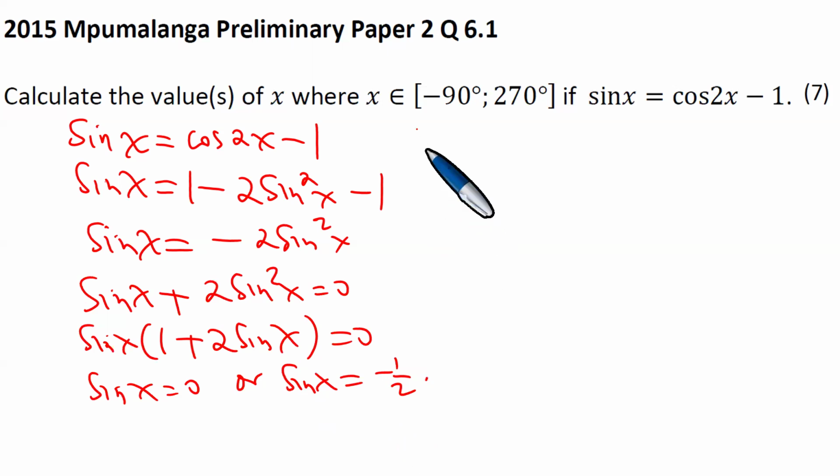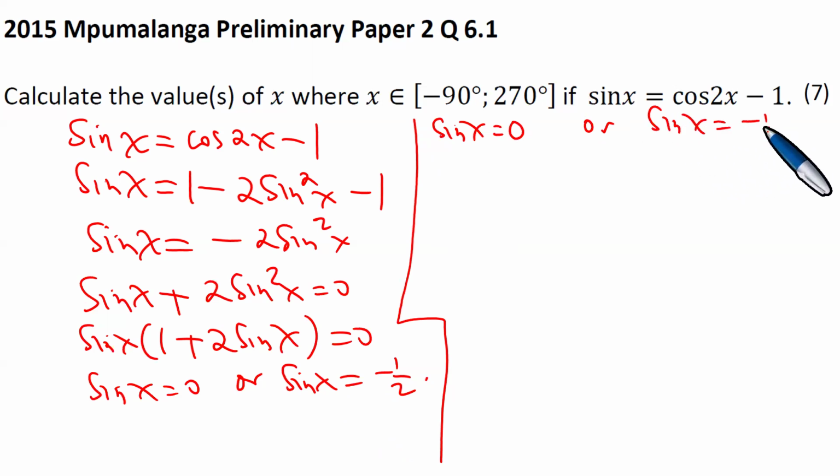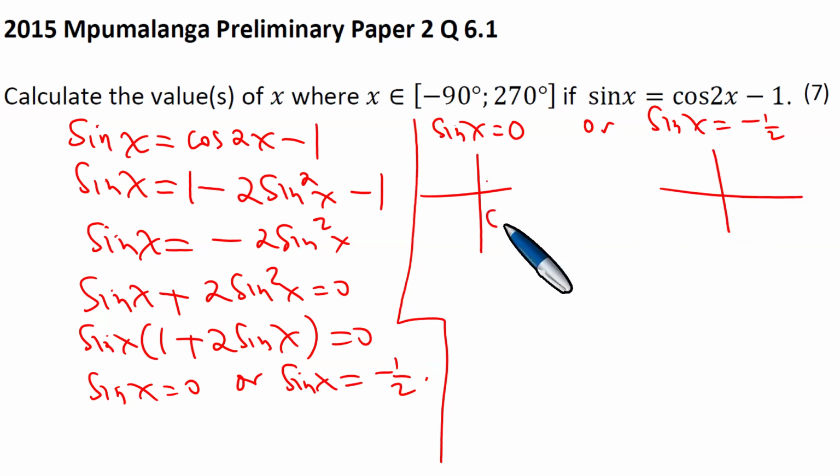Now, we need to determine the general solution, so there are a couple of things we need to do here. Sine x is 0, or sine x is -1/2. Now let's think together about this. At this point, what do we do with this? When is the sine equal to 0? We're going to look at the CAST diagram for this one, and we also have the CAST diagram for this.